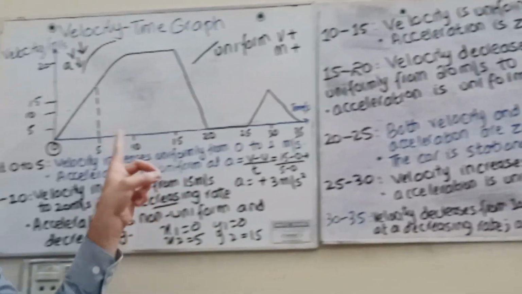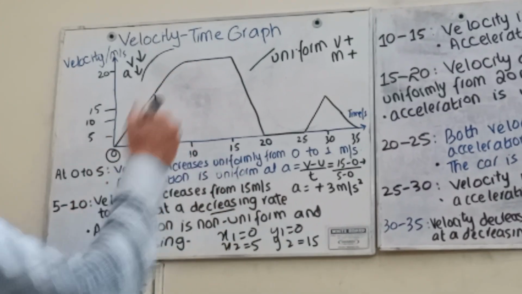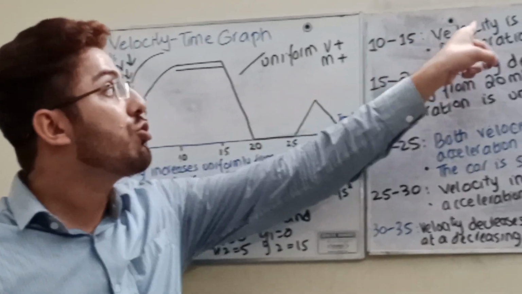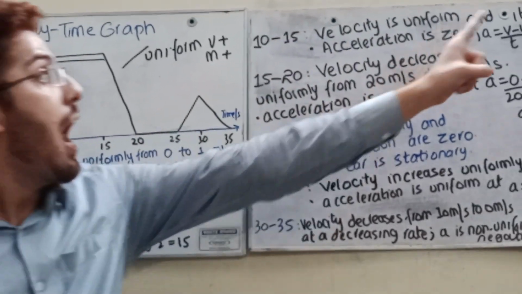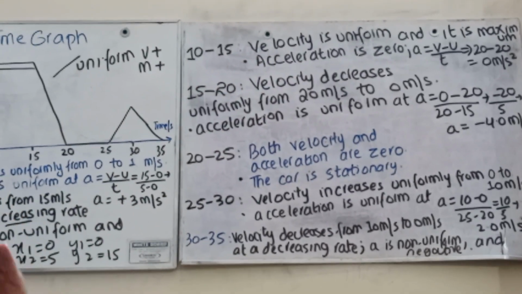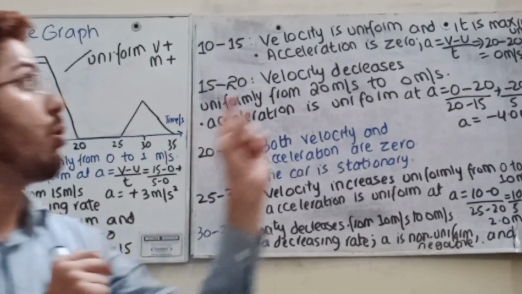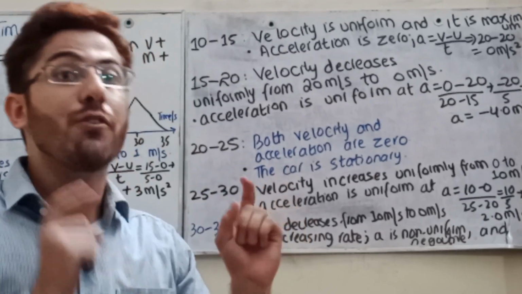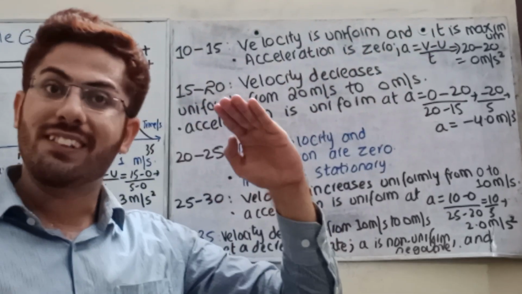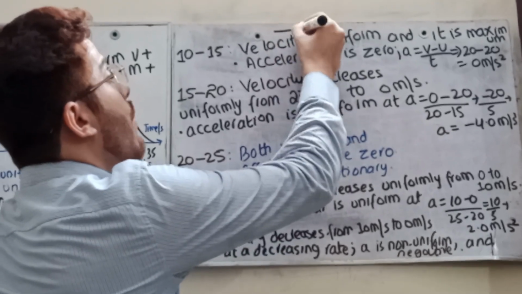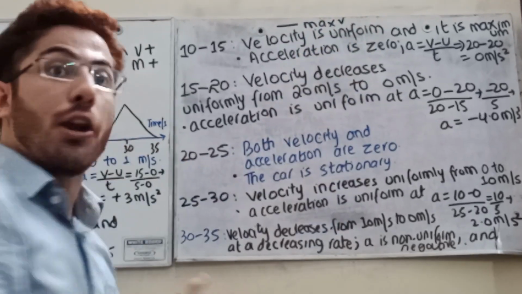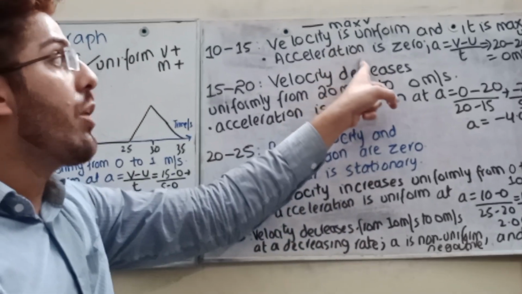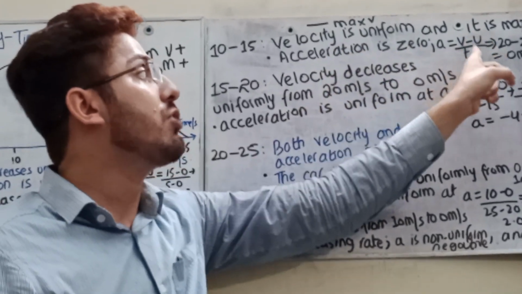Moving forward, student, we are going to see from 10 to 15. Now remember, student, from 10 to 15 we definitely have a horizontal line. What does it mean? It means that velocity is uniform, and it is maximum. Just like in the displacement time graph, I told you this is the maximum point. Similarly, for the velocity time graph, velocity is maximum. A straight line means we have maximum velocity. Now you know that at this point acceleration will be 0. Now how are we going to calculate, student? Final minus initial upon time.